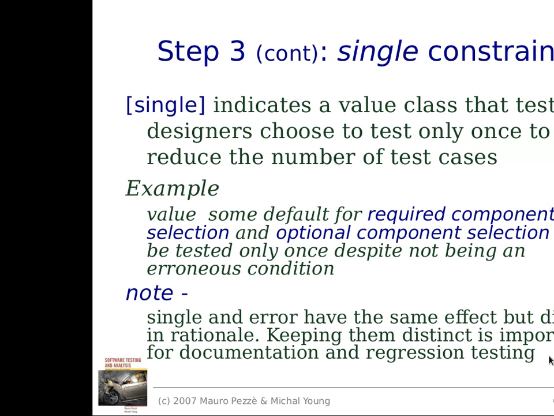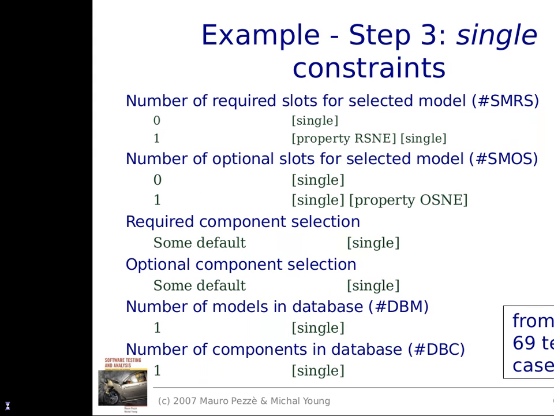Last thing is a single constraint, and this just indicates a value that testers actually choose to test only once to reduce number of test cases. This is not necessarily something that is not an error, because an error is saying that you're done and you error out, you're testing that there was an error. Single is just saying you need to just test that this is valid once. Here's a good question. Number of required slots is 0. Well, if you don't have any slots, you just need to test that once. You don't need to test different model numbers or whatnot. You just need to test it once.